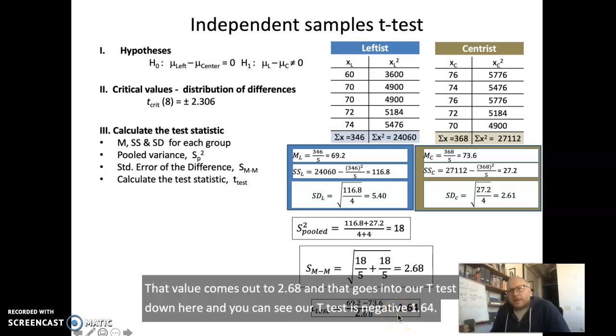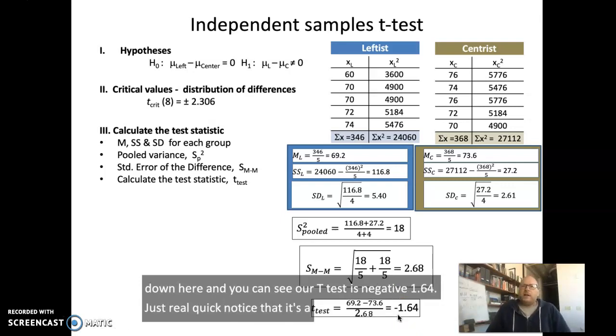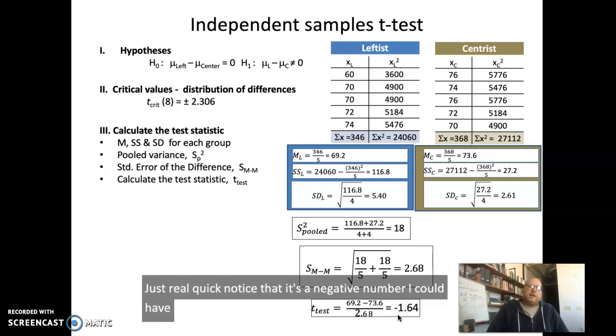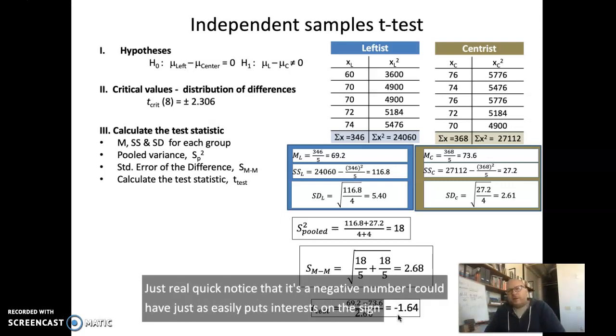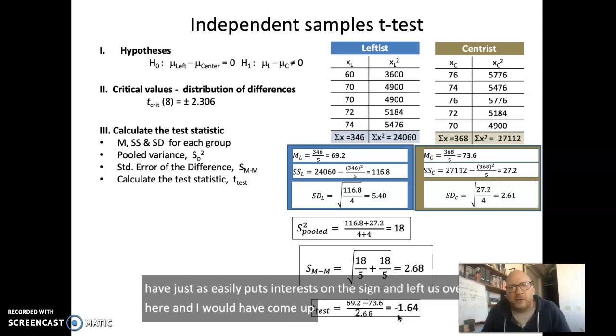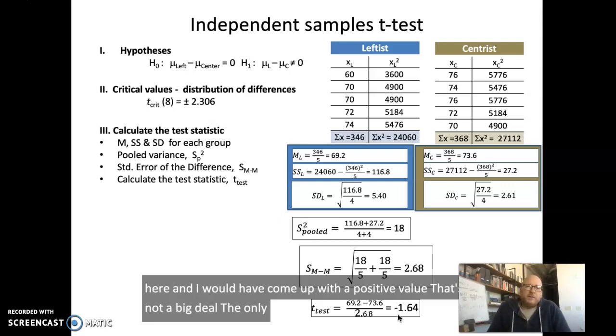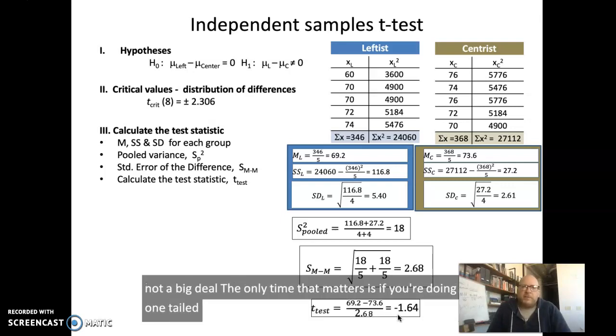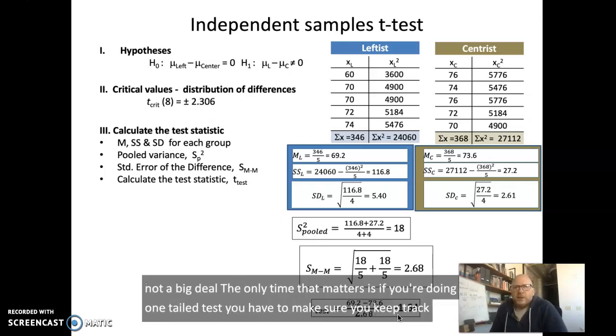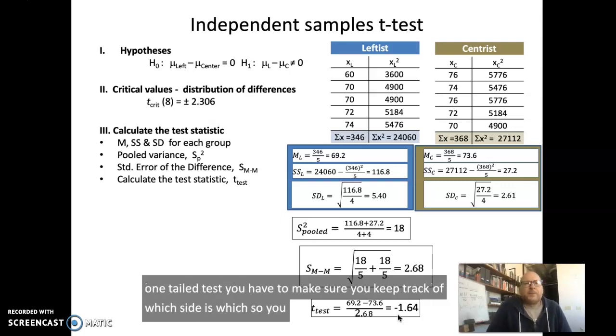Just real quick, notice that it's a negative number. I could have just as easily put centrist on the side and left over here, and I would have come up with a positive value. That's not a big deal. The only time that matters is if you're doing a one-tailed test. You have to make sure you keep track of which side is which so you can create the correct hypothesis.